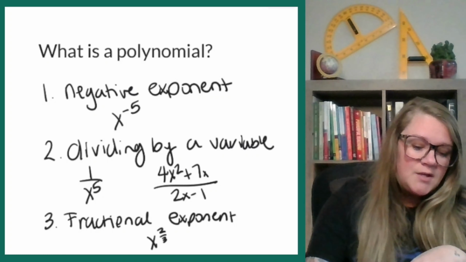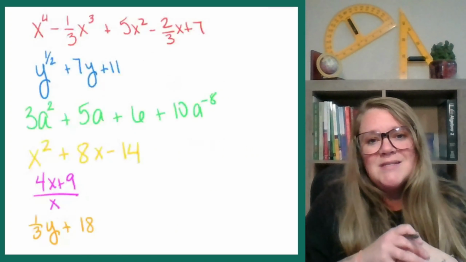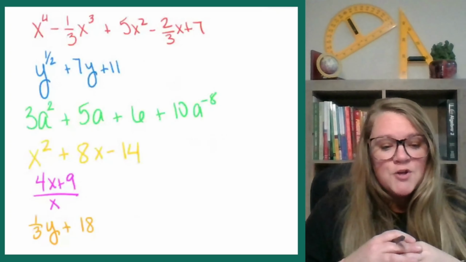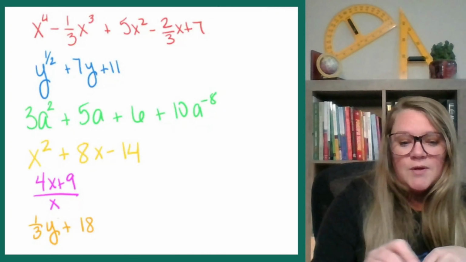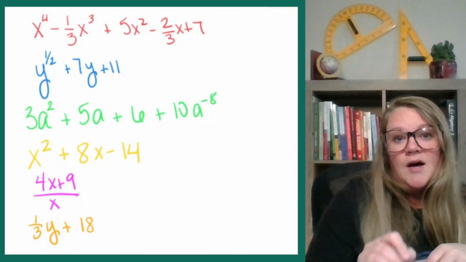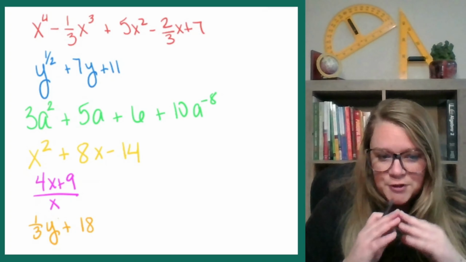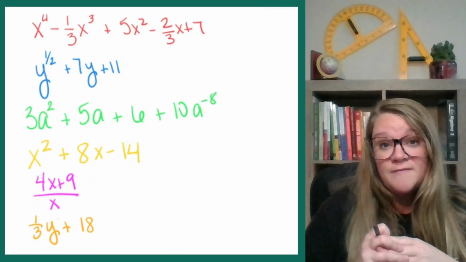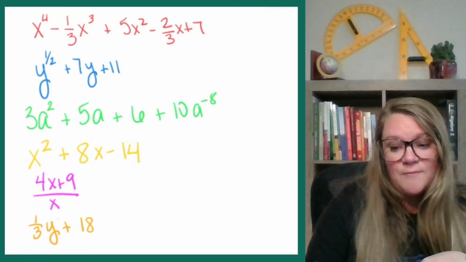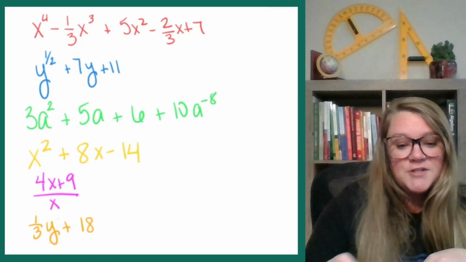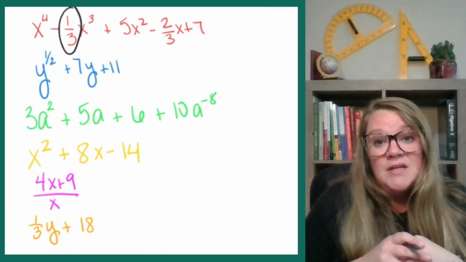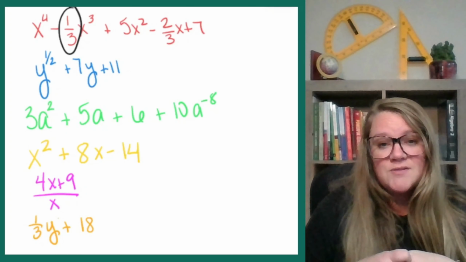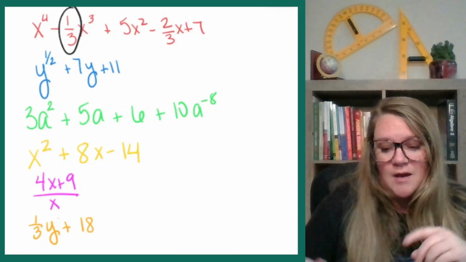Okay, so let's take a look at some expressions and decide if these are polynomials or if they're not polynomials. Let's take a look at this first one, this first red one on top. If I look at my exponents, none of them are negative, so that's good. Also, none of them are fractions. I do see a fraction right here, but since that's not the exponent, that's okay. It's okay if we have a fraction as a coefficient, it just can't be an exponent. So that's okay.